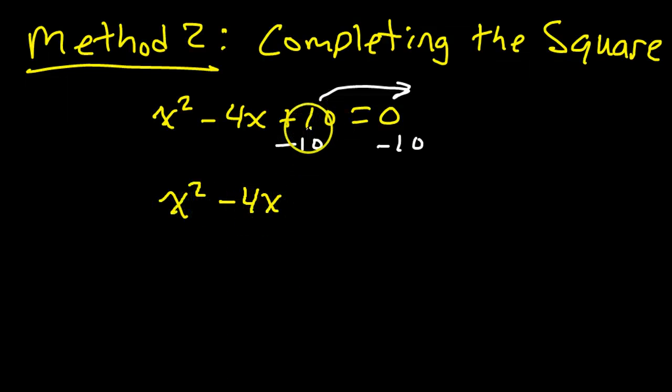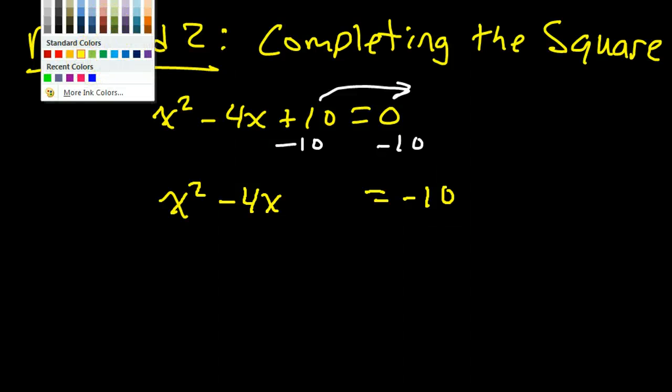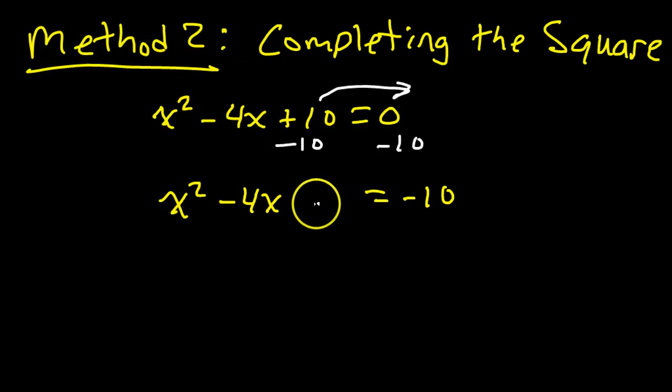Now we've moved the 10, just leave that space empty. And that's equal to negative 10. Now we're going to put a new number in the empty space here. We get that by looking at the middle. We're going to take half of the middle and then square that. So half of 4 is 2. Then we take 2 and we square it, and we get 4. So I'm going to put a plus 4.